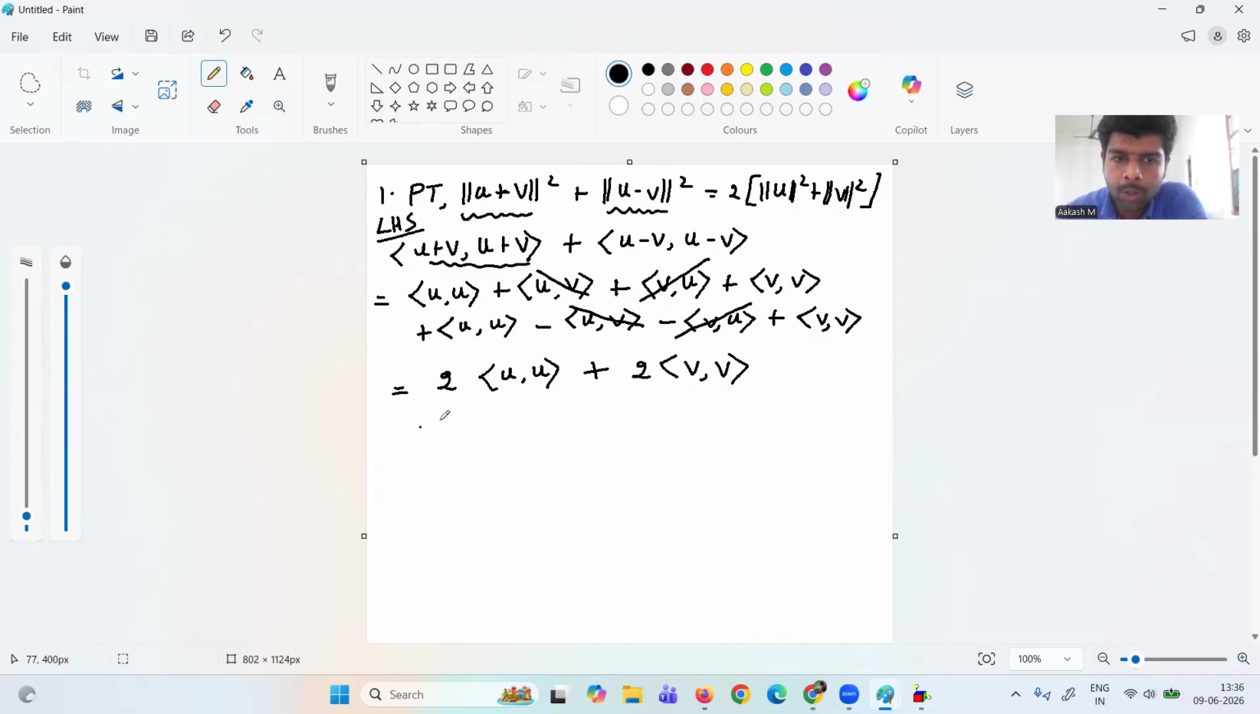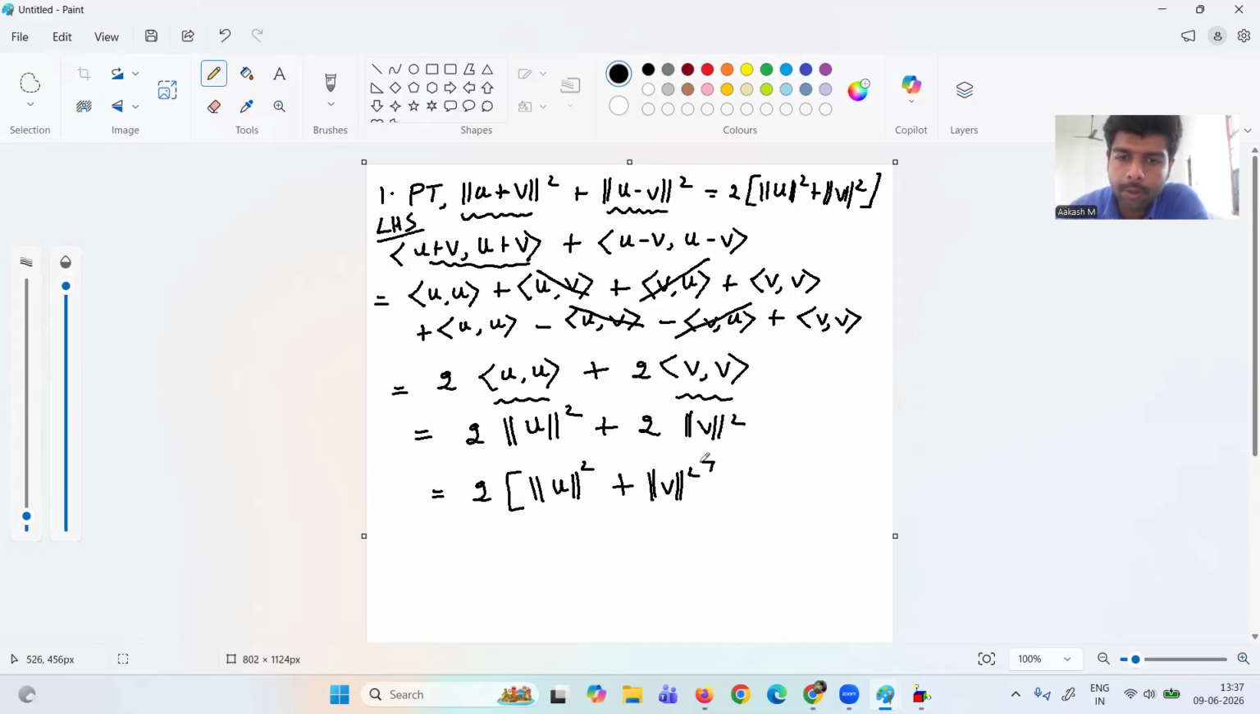Okay. So according to note 1, what can we write for U, comma, U? We can replace this as norm of U square, plus 2 times inner product of V, comma, V, which can be written as norm of V square. Now you take 2 common: norm of U square plus norm of V square. That's it. So this is the simple proof. This is the RHS.